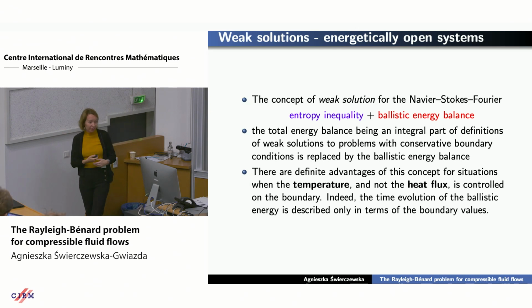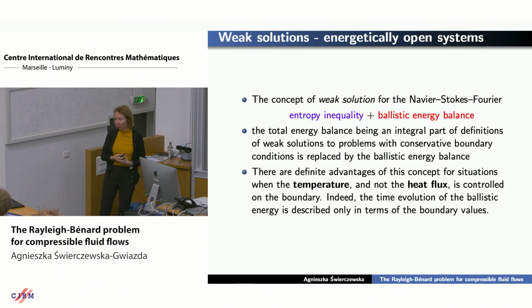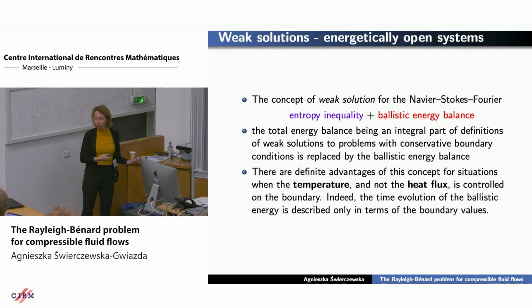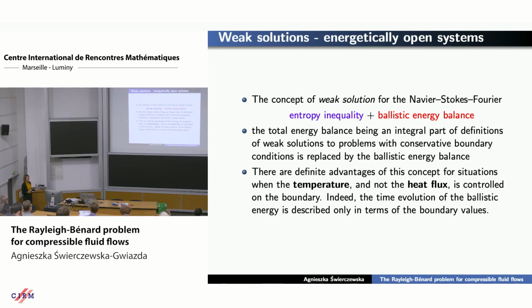Okay, so a few words about these weak solutions, because I cannot pass to asymptotic behavior without that. So the concept of weak solution for the Navier-Stokes-Fourier system, here with the Rayleigh-Bénard problem. I underline it because it's important that we have here these inhomogeneous boundary conditions for the temperature. So this is the combination of energy inequality and ballistic energy balance. What exactly I mean by this will appear in the next slides.